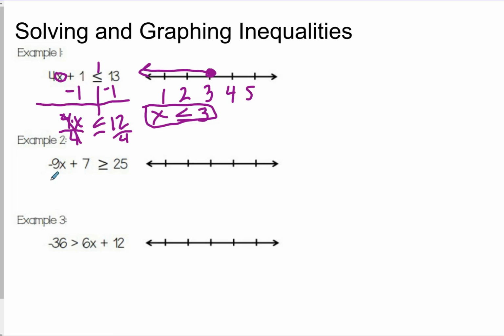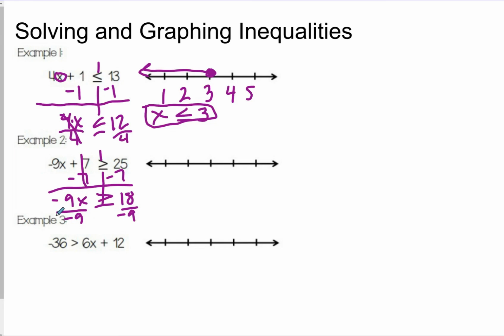So we do need to be checking if we need to simplify. Notice how there's no parentheses and there's no like terms. So we can go ahead and solve by first moving what's being added or subtracted. We get negative 9x is greater than or equal to 25 minus 7, which is 18. We divide both sides by negative 9.